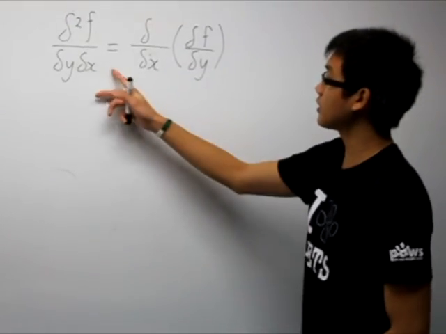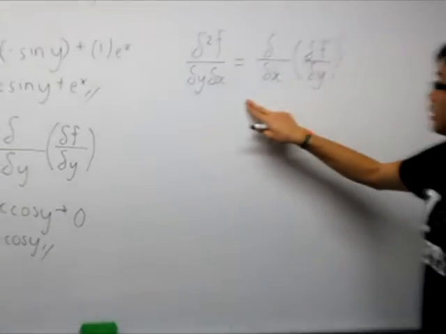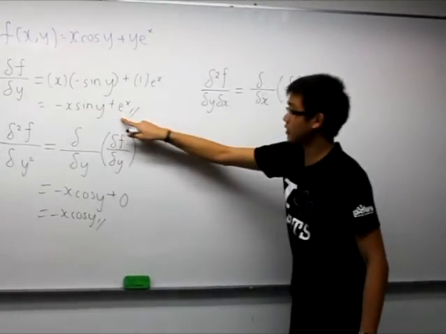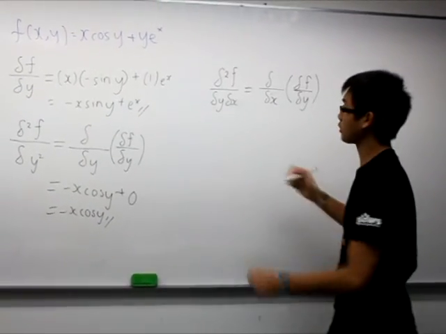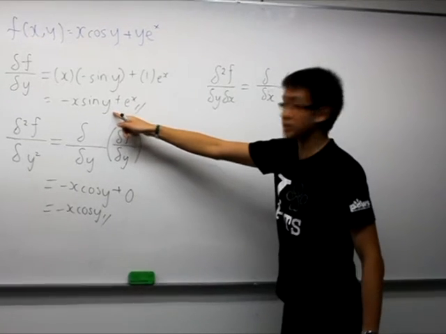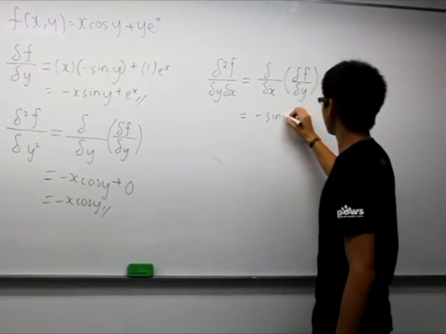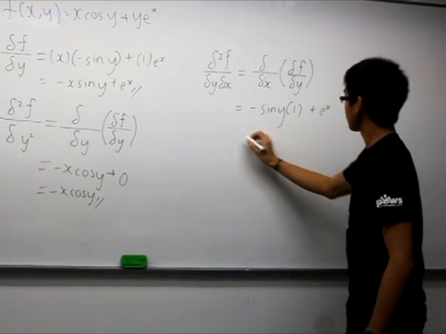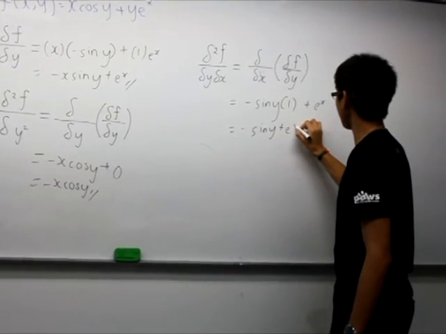Now we find the second derivative, differentiating df over dy in terms of x. So meaning we have to differentiate this function in terms of x. For the differentiation of this, we have to assume that y is a constant. So you get negative sine y, and 1 times e^x gives you negative sine y plus e^x.